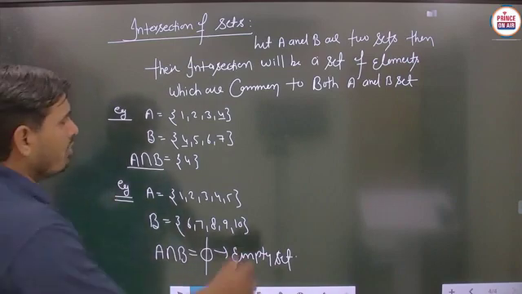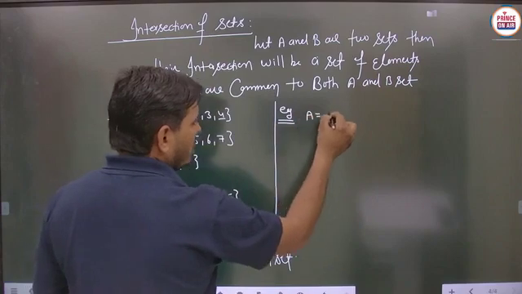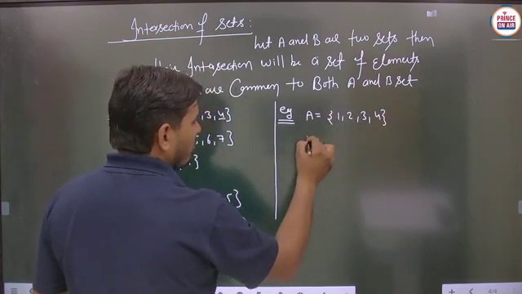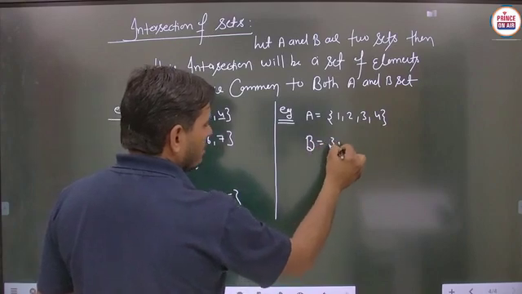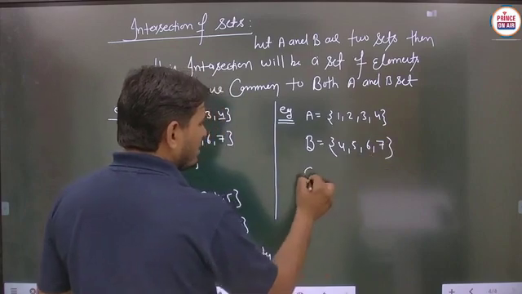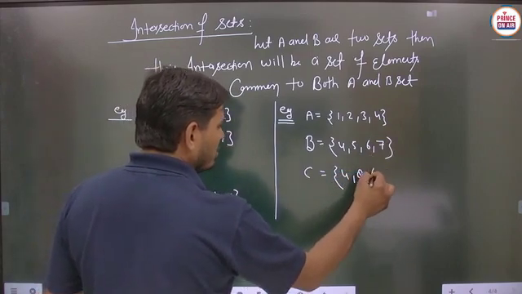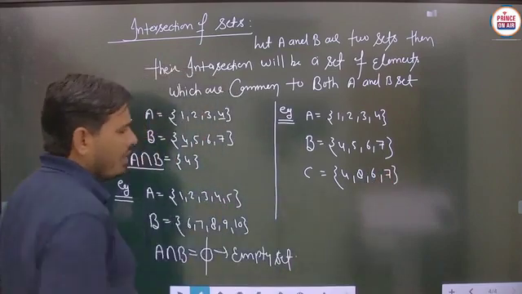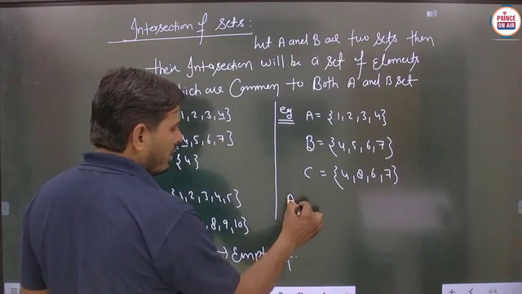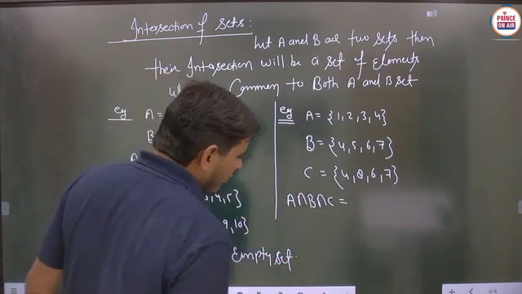Sometimes we have to take an example like this also. Suppose set A is given as 1, 2, 3, 4. Suppose set B is given as 4, 5, 6, 7. Set C will be given as 4, 8, 6, 7, like this. Is it clear? Now suppose, student, we have to just calculate A intersection B intersection C. Is it clear? Then what should be the answer?